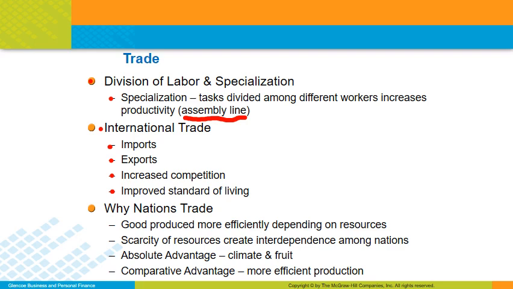Why do nations trade? And that's one of our main questions. Goods can be produced more efficiently in other countries depending on their resources. There may be scarcity of natural resources, which creates interdependence among nations. Some countries have an absolute advantage.